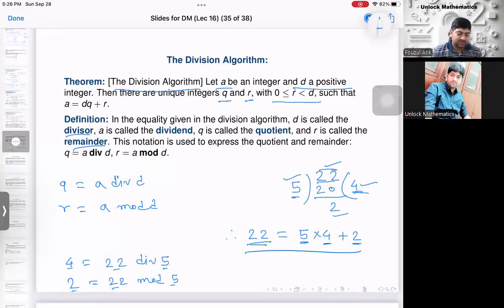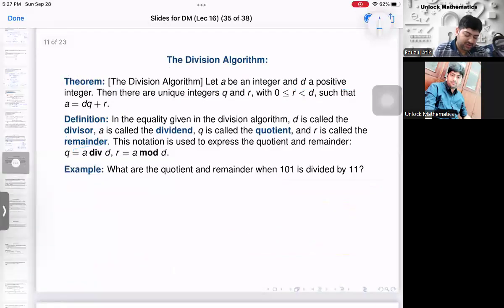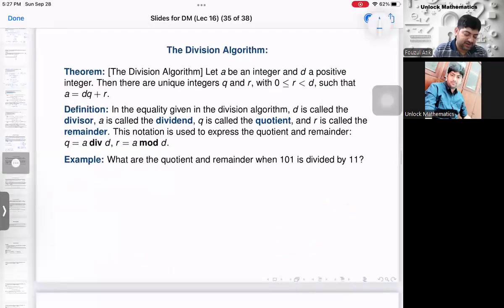So what do you have? Your a can be any integer, d is a positive integer. This is a very, very important point. Then you will have a unique quotient and unique remainder such that the remainder is always non-negative and less than d. Please be careful, the remainder is always a non-negative quantity and less than d, because d is also a positive integer. Then you can write a is equal to dq plus r. Clear? I'll give some examples. You find out the quotient and remainder. So what is the quotient and remainder when 101 is divided by 11?